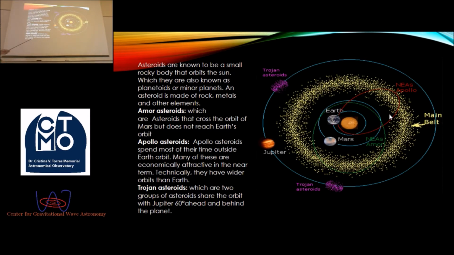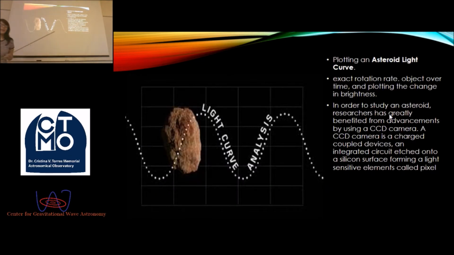Asteroids are made of rock, metals, and other elements. Usually asteroids are located in the main belt, which is between Jupiter and Mars. But it's not only the main belt; there are also the Trojan asteroids, which share the orbit with Jupiter, the Apollo asteroids, which spend most of the time outside the Earth's orbit, and the Amor asteroids, which cross the orbit of Mars but do not reach the Earth's orbit. So the purpose of the experiment was to plot the light curve of the asteroids.